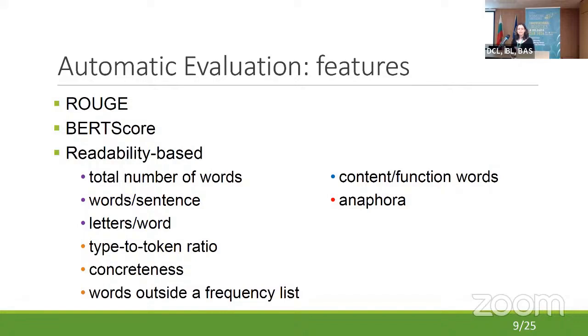And then the rest are readability-based atomic characteristics that have been traditionally used as a proxy for complexity of a text. Some are length-based, the total number of words per sentence, and the number of letters per word. Then there are a few vocabulary-based ones, type-to-token ratio, concreteness rating as per Brysbaert's concreteness rating scale, and words outside of a given frequency list in the language. Then there is a syntax-related one, the ratio of content to function words. And finally, the percentage of anaphora denoting words, such as demonstrative pronouns or definite articles within a text.